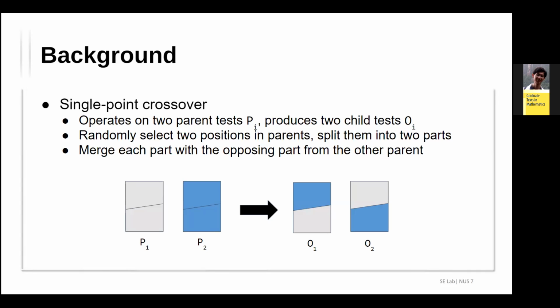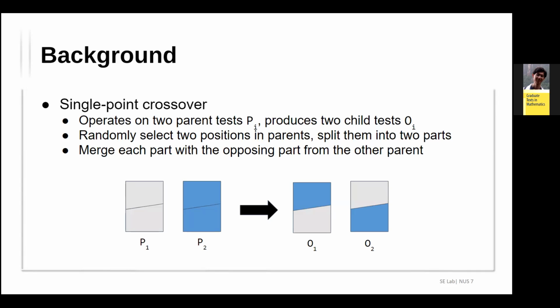So now we have this in mind. We talk a little bit about the kind of crossover operators that are typically used currently in search-based test case generation tools. This is the single point crossover that works on test cases. It operates on two parent tests and produces two child tests. As the picture shows how it works, you just split the tests at arbitrary random points.